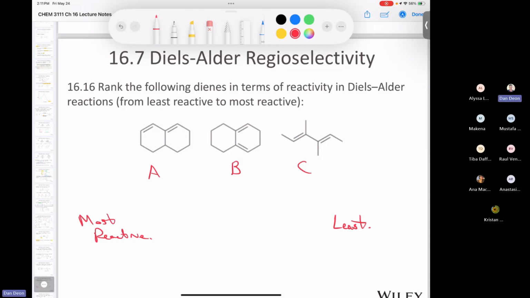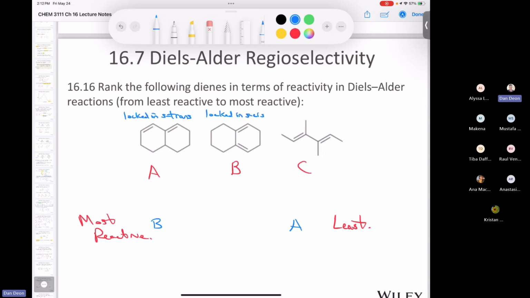A? Absolutely, yeah. Big time, right? So we'll put A down here. Why? Because it's locked in S-trans. Kristen, I think that was your voice, so thank you. All right, could anybody tell me which one is the most reactive? Which one's locked in an S-cis? B? Absolutely. There you go. So we'll put here locked in S-cis, so you don't need my help with that.